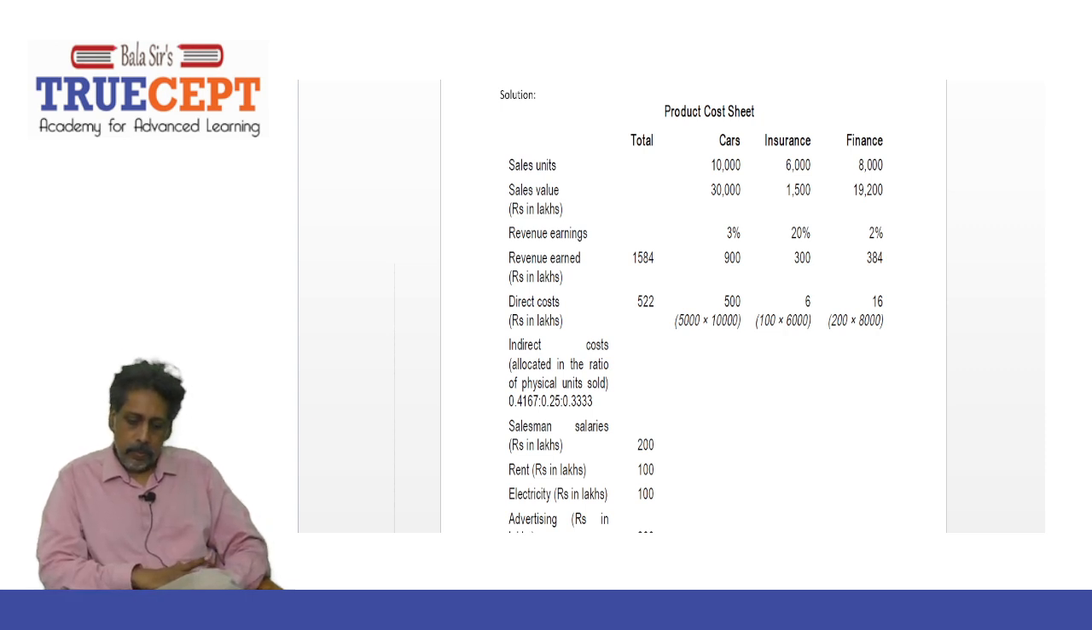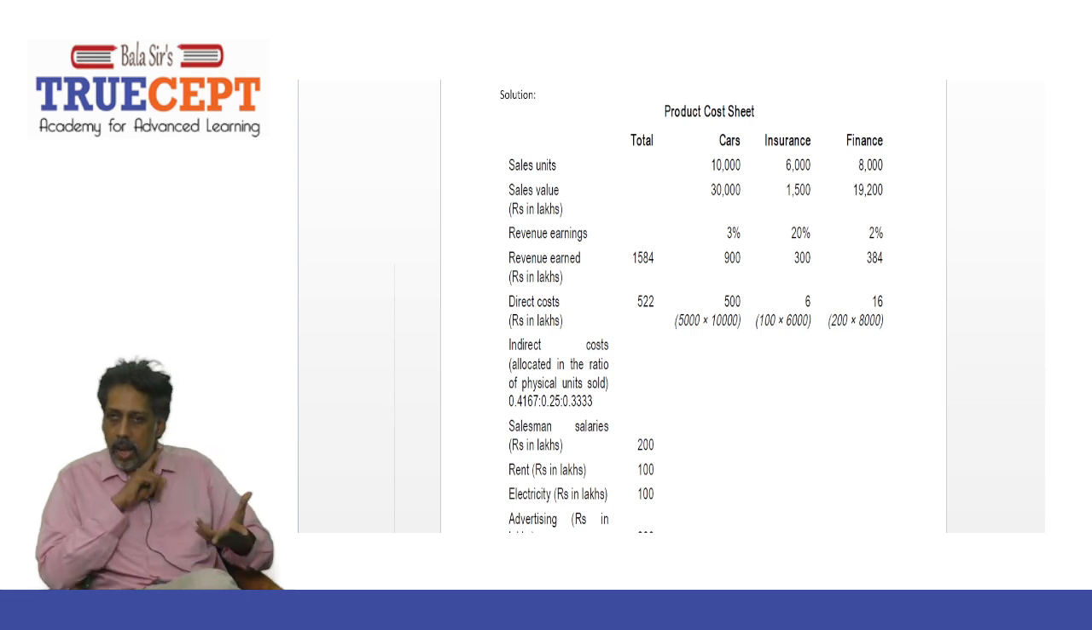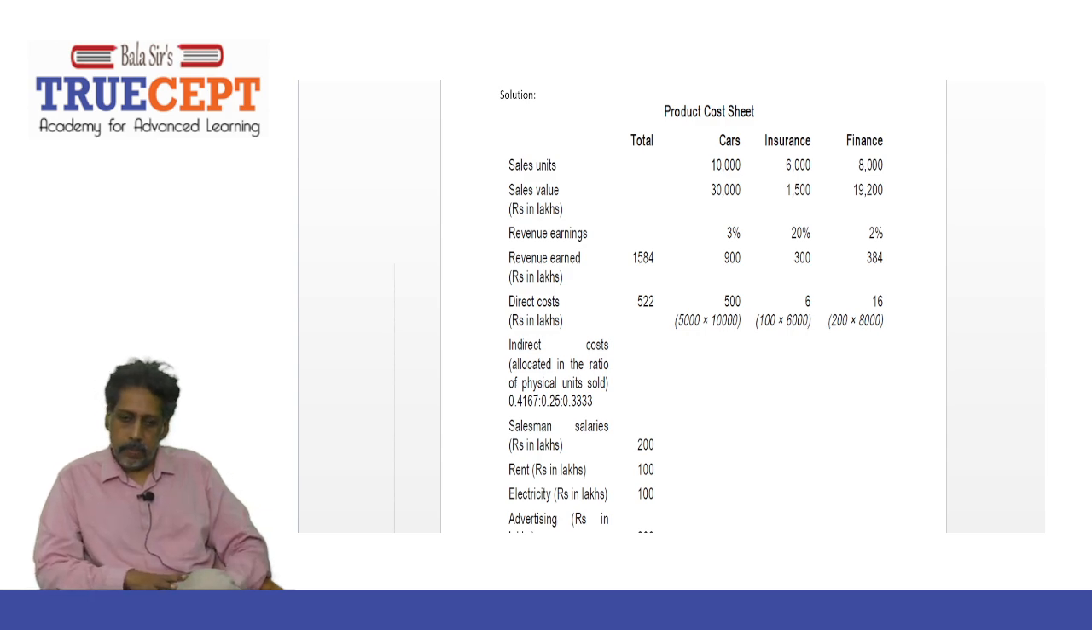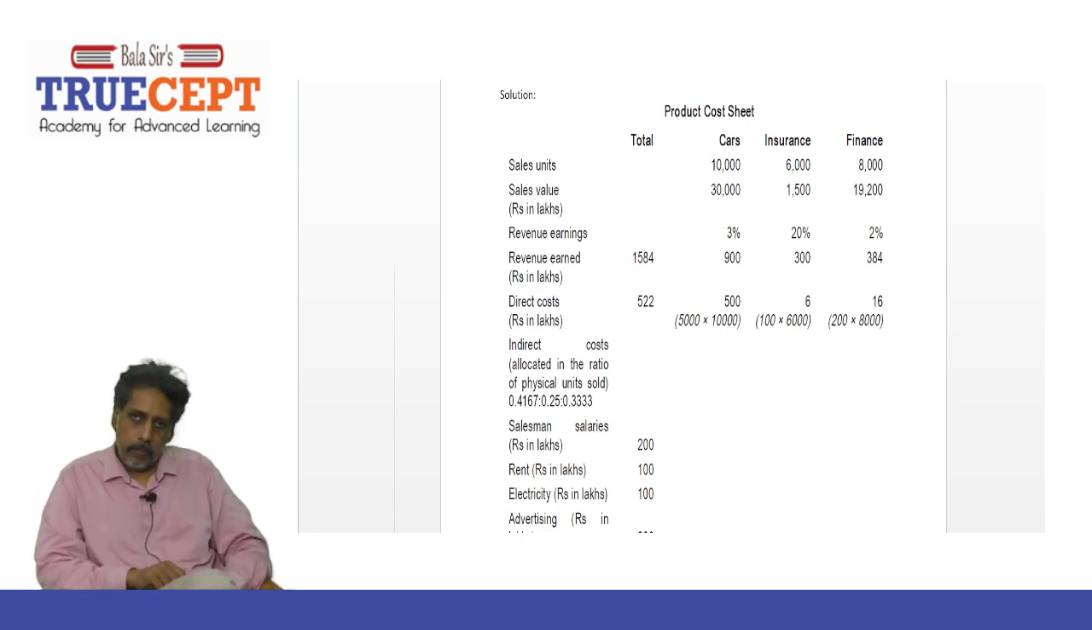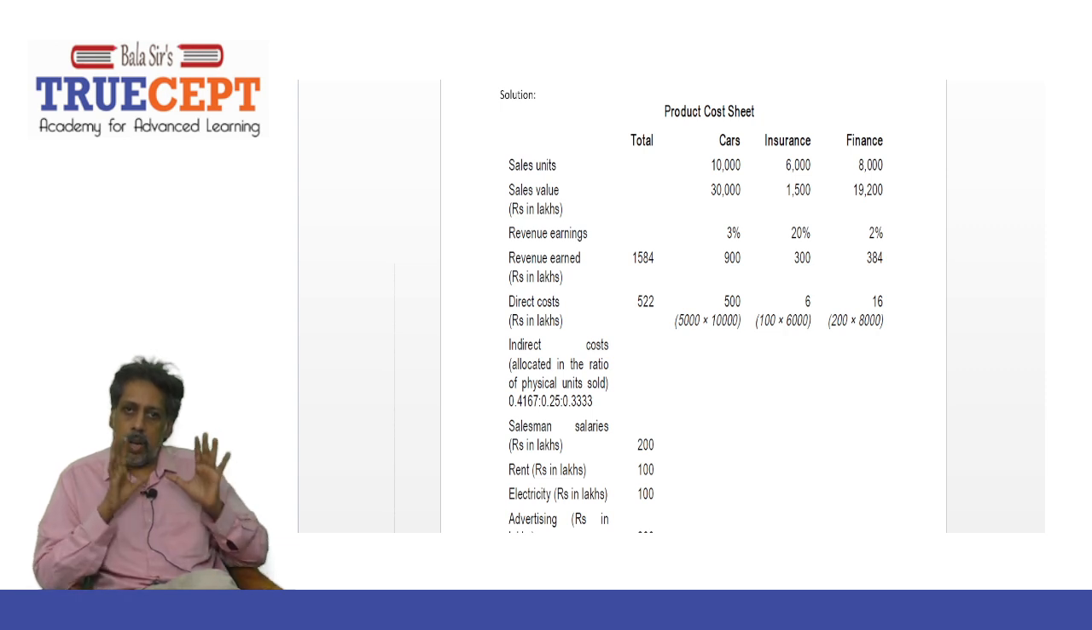So revenue earned, rupees in lakhs. Total 1,584, which is on car it is 900 lakh, which is 3%. 3% on 30,000 is 900. Then 300 lakh on insurance, which is 20% on 1,500, which is 300. Then 384 lakh is 2% on 19,200 lakh. That's your processing fee, right? Adding up all three, 1,584. That is the total amount of revenue earned by you people.